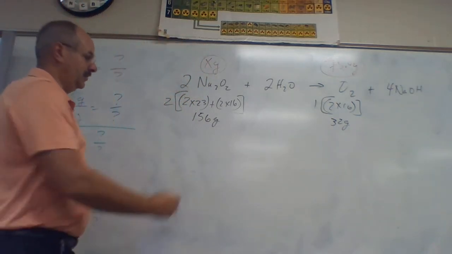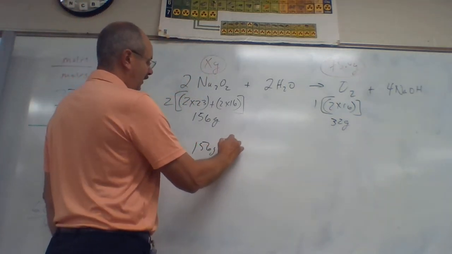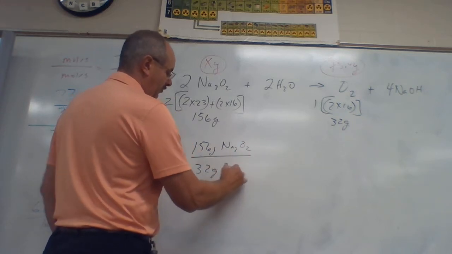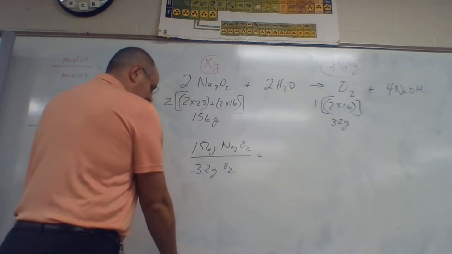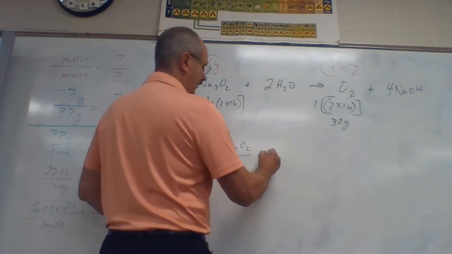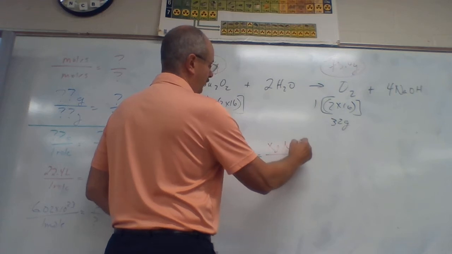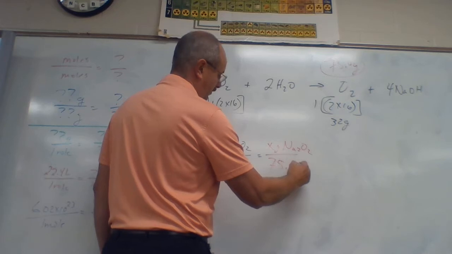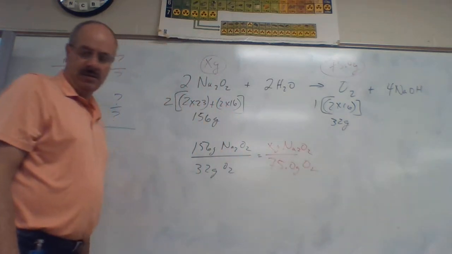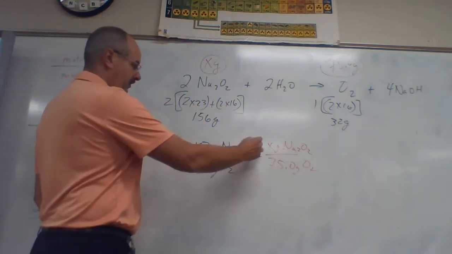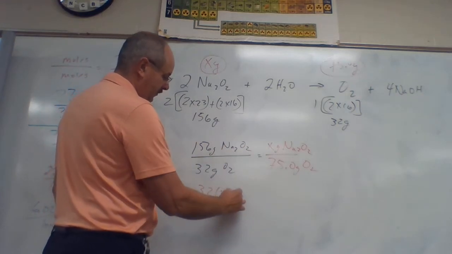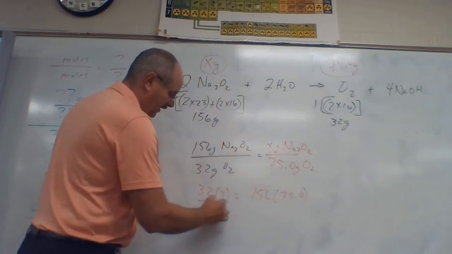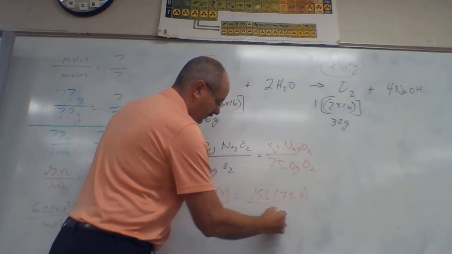Now we set up our ratio of those two. So I got 156 grams of Na2O2 will make 32 grams of O2. Then I go to the other side and go, well, let's see, we want to find X grams of Na2O2, that's this one, and we're going to make 75.0 grams of O2. All right, cross multiply and solve this. So 32 times X equals 156 times 75.0. Gotta get X by itself, divide both sides by 32.